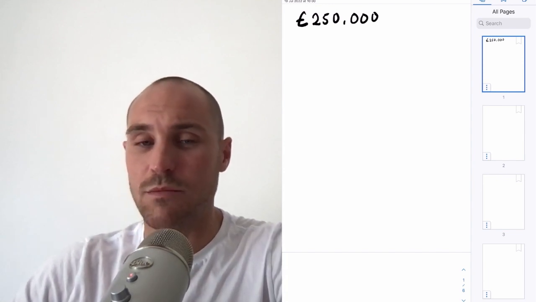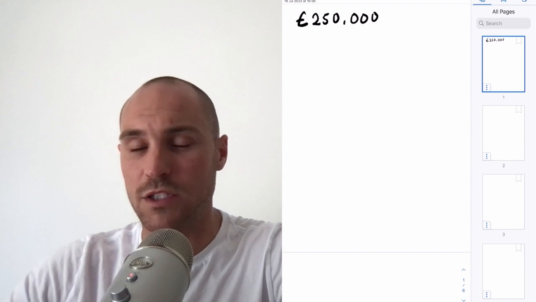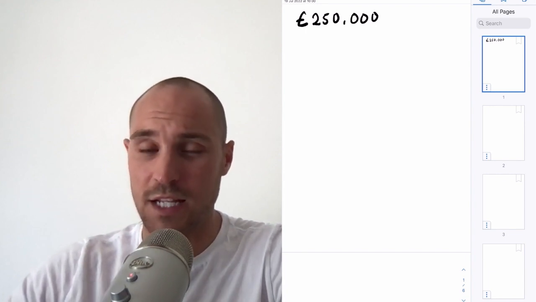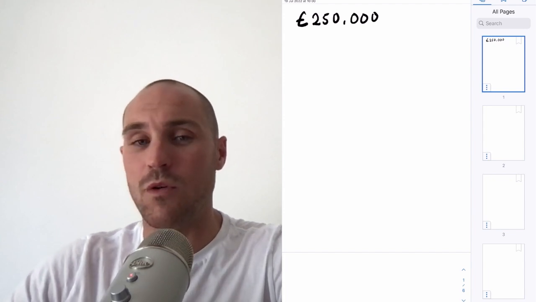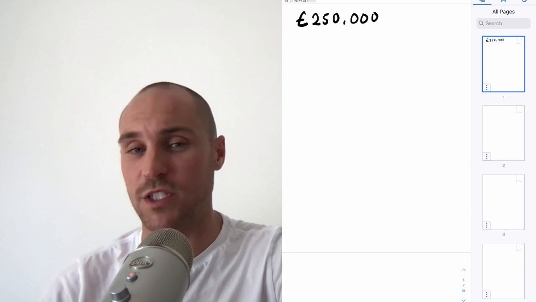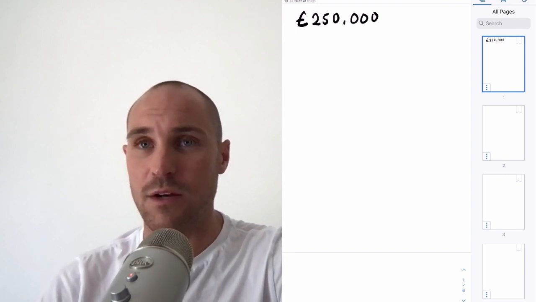So £250,000, and for the purpose of the calculation, I should say that we're not taking into account taxes, and we're also not taking into account your personal income, which is why we don't look at the taxes. And we're also not going to look at any other fees.